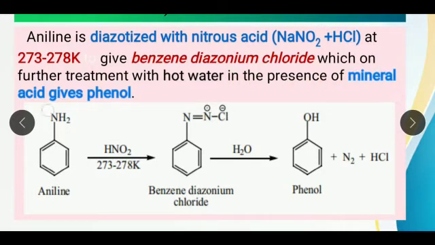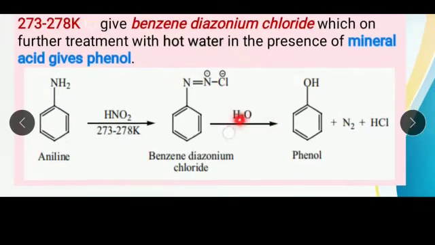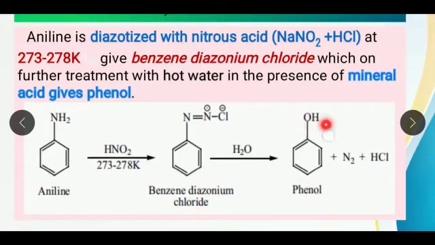Here, the benzene diazonium chloride on further treatment with hot water in the presence of mineral acid gives phenol. How? This Cl and hydrogen from H2O both react, giving us HCl. From the diazonium, N double bond N plus is removed as N2. So the remaining OH attaches to the benzene and it becomes phenol.